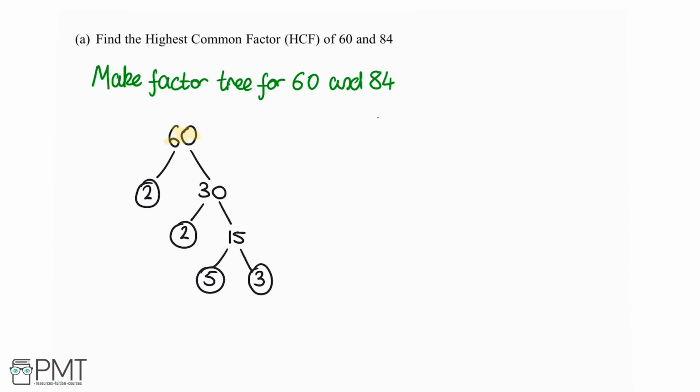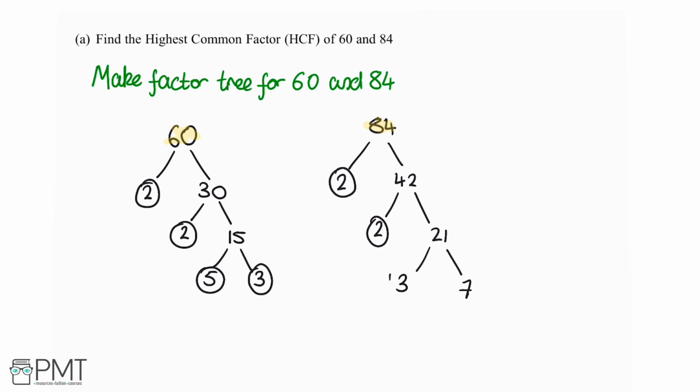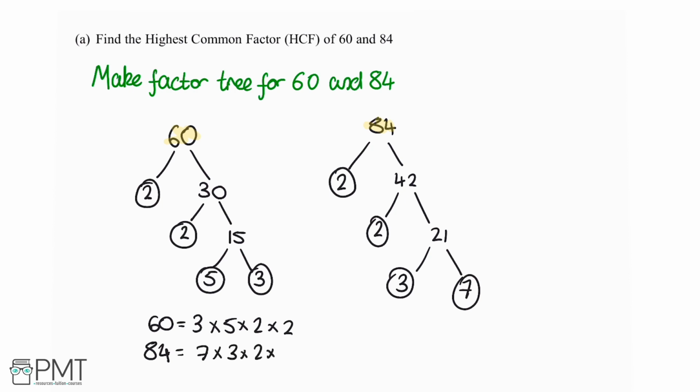Now let's do the same thing for 84 over here. I'm going to split that off into 2 and 42. So we're going to circle the 2 here. And 42, well, we can split that into 2 and 21. And lastly, we'll get 3 and 7, which are both prime. So we're done. What this tree has told us is that 60 is made up by multiplying 3, 5, 2, and 2. And the same way for 84, it's made up of 7, 3, 2, and 2.